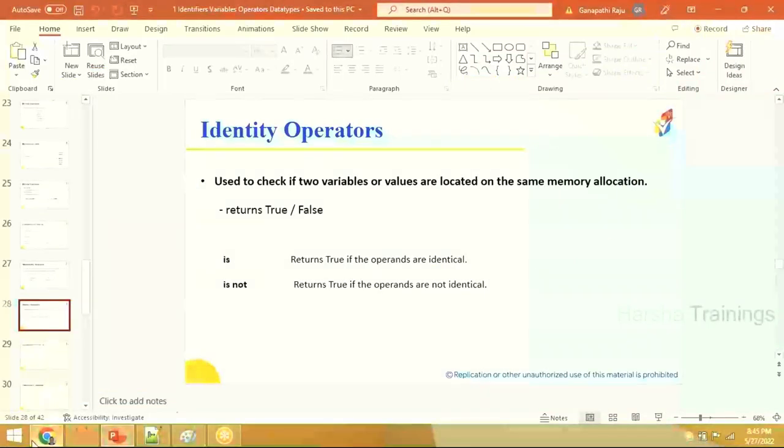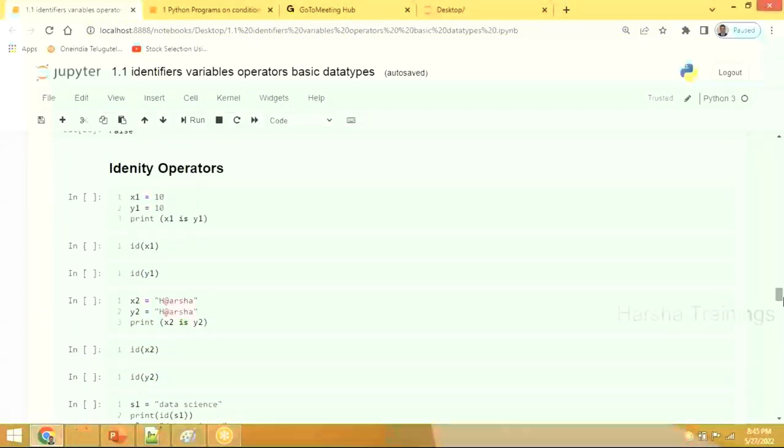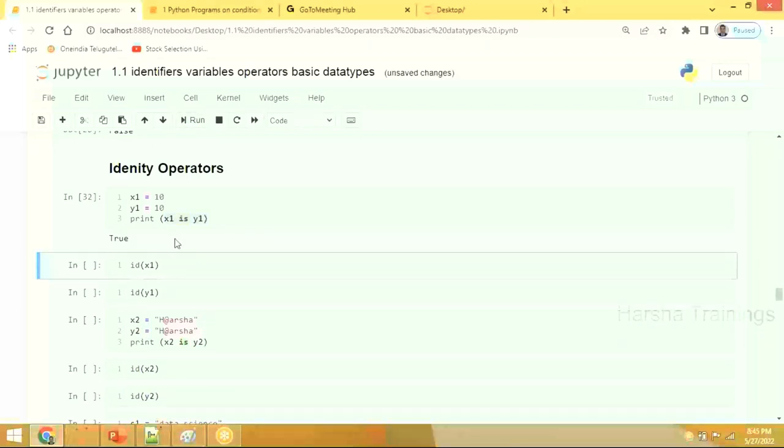Yes. Look at here, I will discuss one operator here. Now look at here, x1 equal to 10, y1 equal to 10. Both are having the same value. So x1 is y1, by default, it is true. Why is it true?